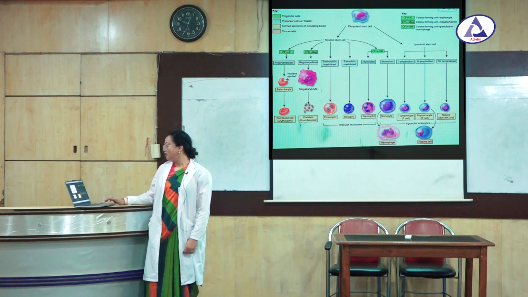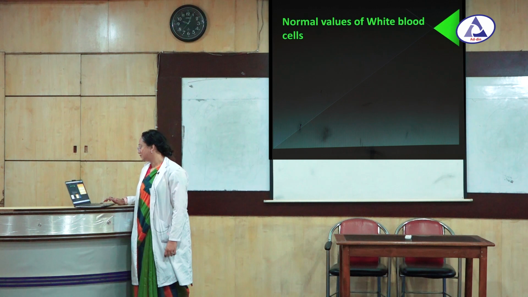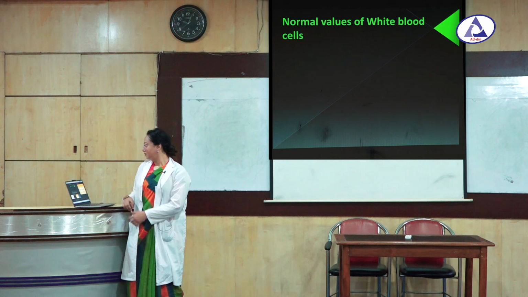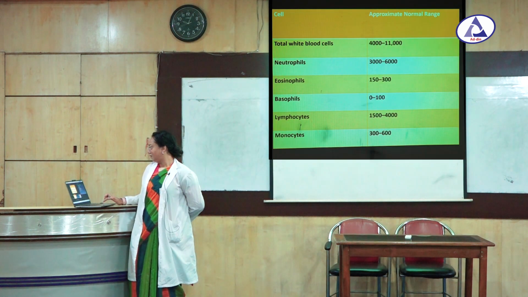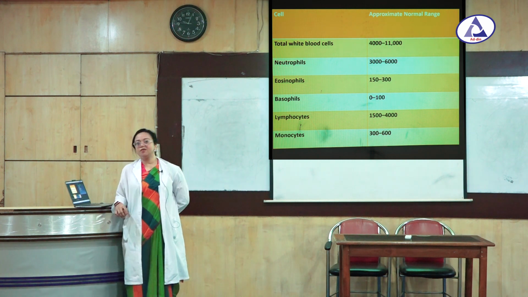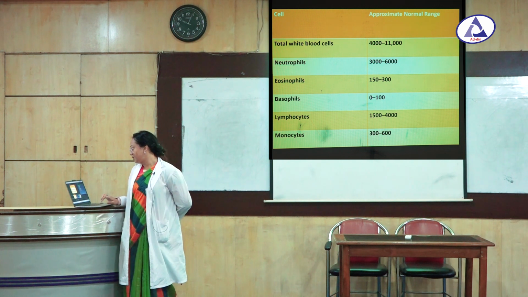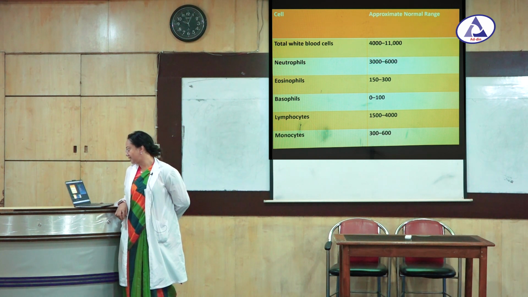Now the normal values of white blood cells. So the total count of white blood cell is 4,000 to 11,000 per cubic millimeter of blood. Neutrophil is 3,000 to 6,000. Eosinophil is 150 to 300 and lymphocytes are 1,500 to 4,000. Monocytes are 300 to 600 per microliter of blood.